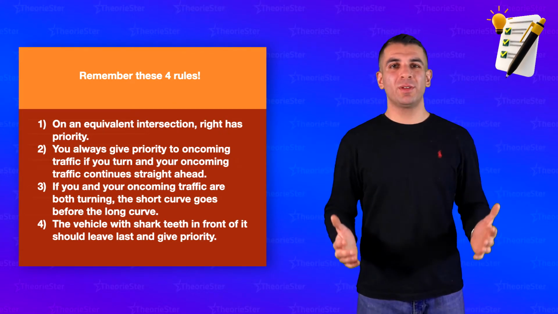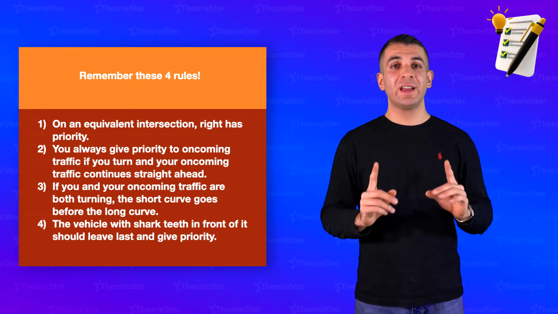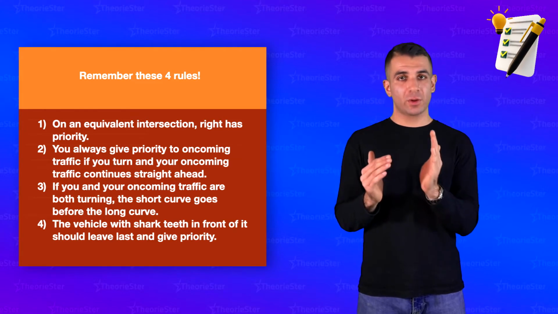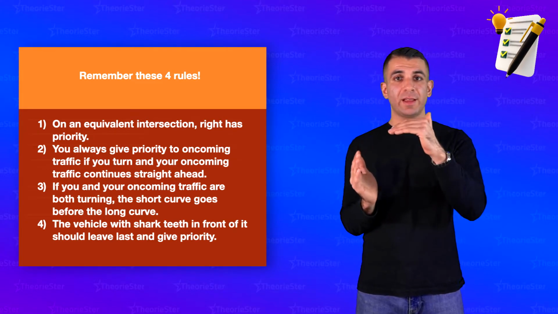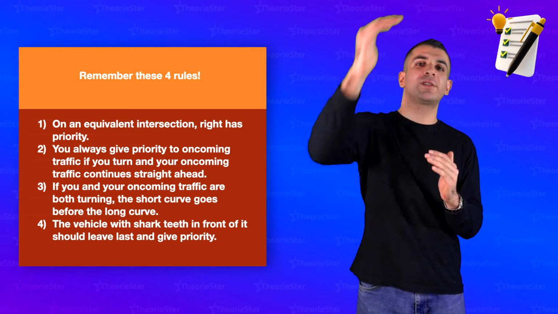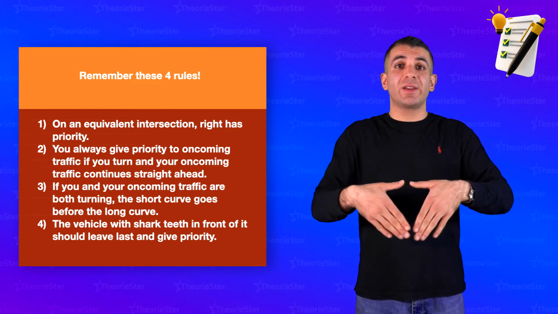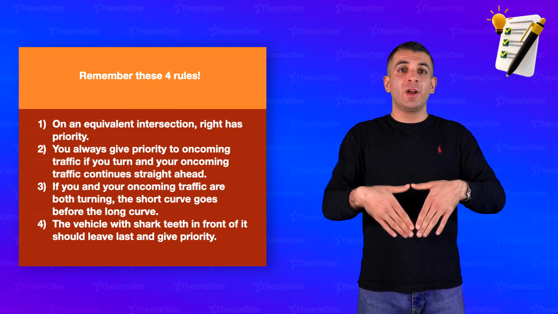If you both want to make a turn, then the short band goes first and after the long band goes. So if this is a short band and this is a long band, then first the short band goes and after the long band goes. The last rule is the vehicles with a stop sign or a shark teeth in front of them always go in the end.